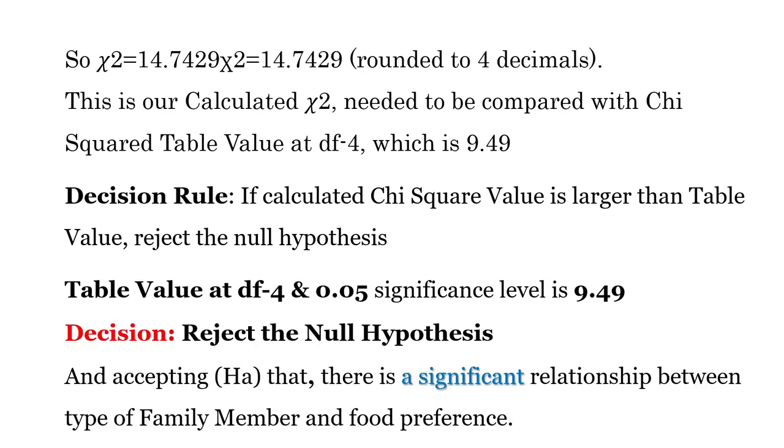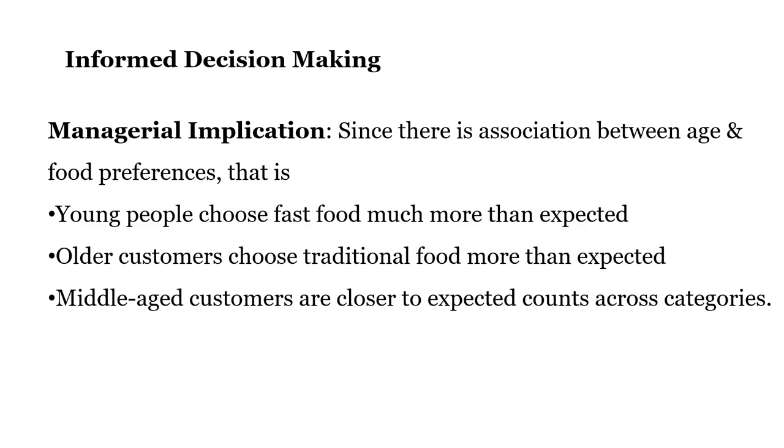Now, since we are rejecting our null hypothesis, we will be accepting our alternate hypothesis, which says there is a significant relationship between type of family members and food preferences. So let's make the informed decision by saying there is a significant association between the family members and type of food preferences. Young people choose fast food much more than expected. Older customers choose traditional food more than expected, and middle-aged customers are closer to expected counts across the categories.